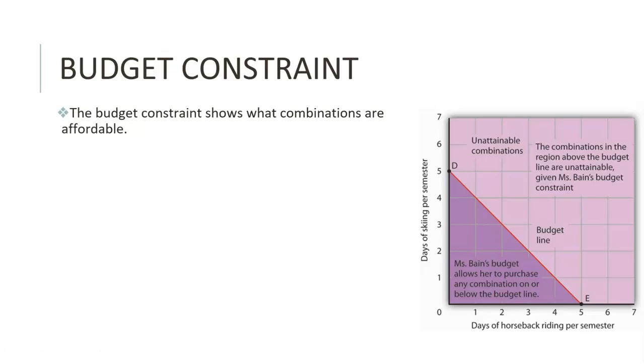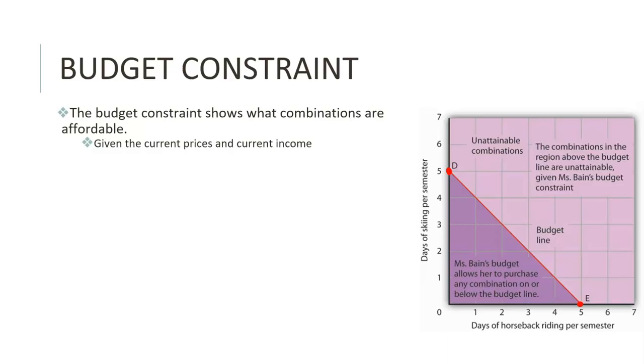It's looking at the price of both goods compared to the budget of the consumer. So this is given current prices and current income. And if either of those things change, you're going to end up with a different budget line. Over here on this graph, we see points D and E and a red line connecting them. Point D means we're spending all of our money on skiing, and point E means we're spending all of our money on horseback riding. And the line connecting them shows all the combinations in between using that full budget.